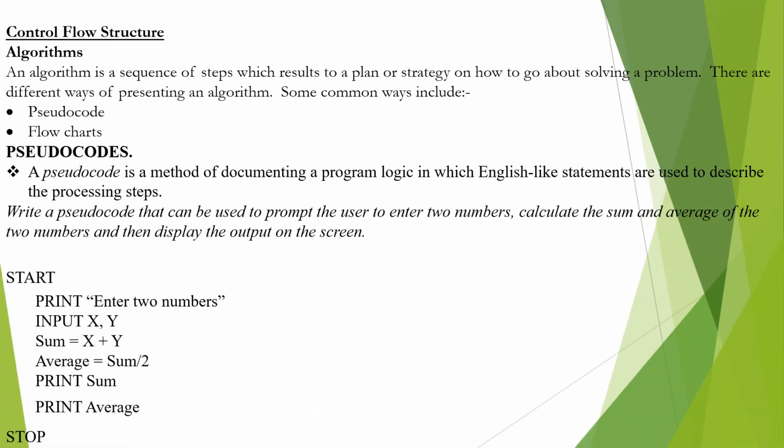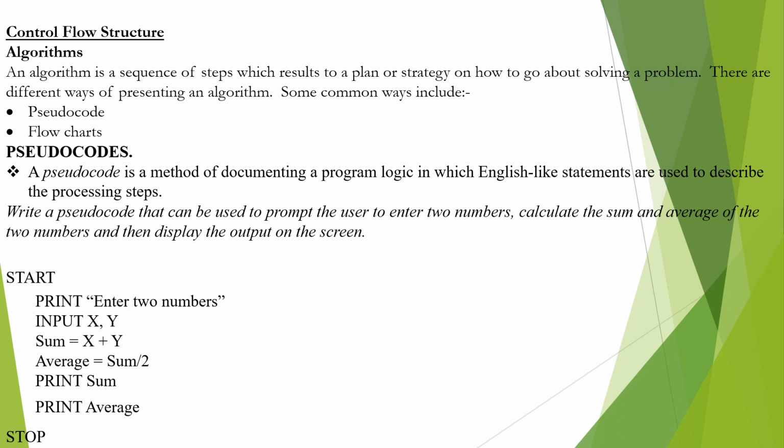In Pascal programming or in any other language, we have the control flow structure of a program. Under this, we are going to look at 4 different structures. We have algorithms. Let's start by defining an algorithm. An algorithm is a sequence of steps which results in a plan or a strategy on how to go about solving a problem. There are different ways of presenting an algorithm.